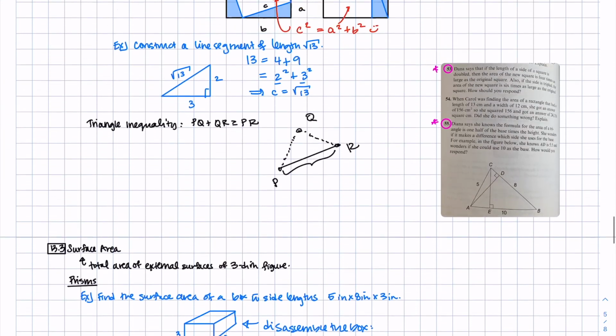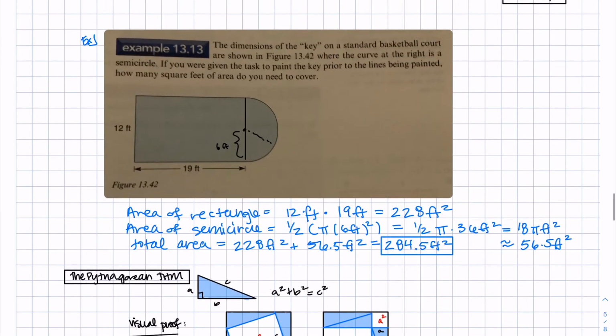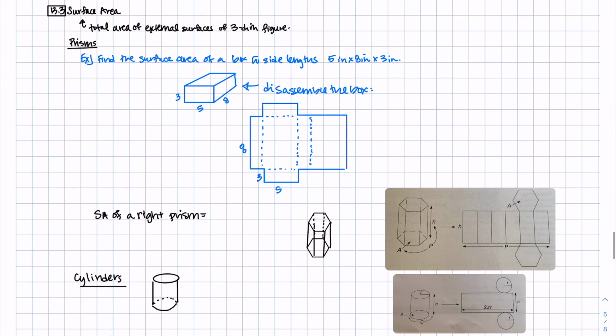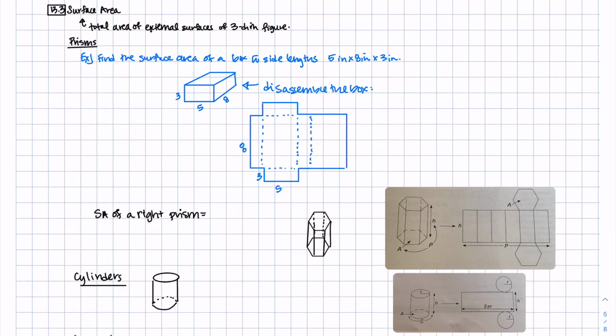So with one of these last examples, we looked at this basketball key and we used both the area of a rectangle and a semicircle to get the total area of the key. Those techniques lend themselves nicely to computing surface area. So what I've done here is drawn our box. It has a height of 3 by 5 by 8. And in this specific example, we're going to think of cutting along these edges and disassembling our box.